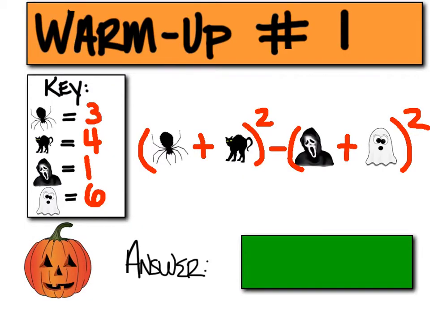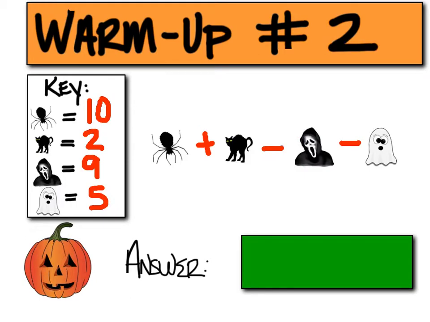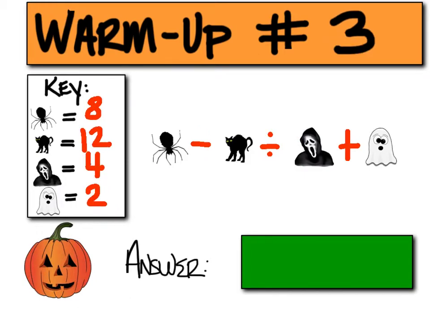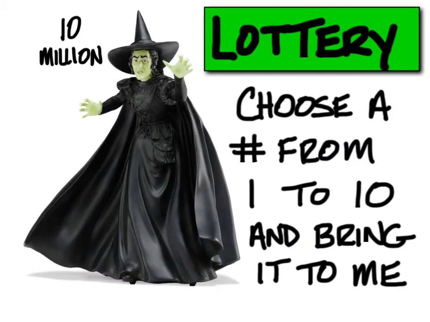Okay, warm-up problem number 1. Okay, answer for this one is 0. Number 2. Okay, answer for this one is -2. Number 3. Alright, answer for this one is 7. Go ahead and bring up a number, 1 through 10.